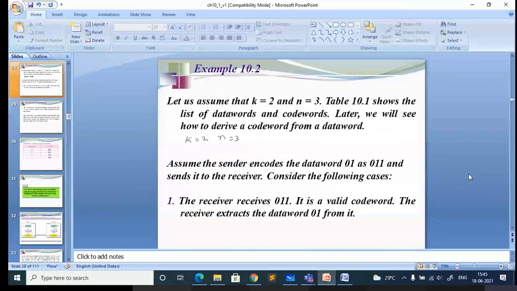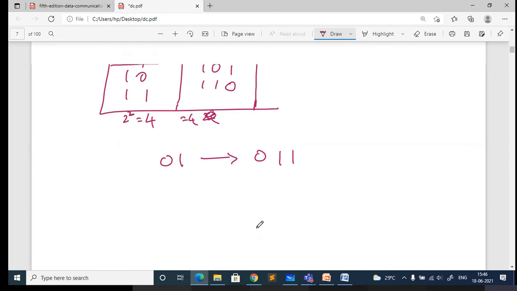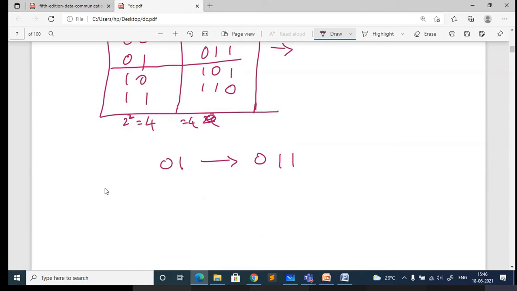It is just for understanding purpose. Here, assume the sender encodes data word 01 as 011. So 01 is encoded as 011. We'll try to understand, with all possible cases, how this data may get corrupted.